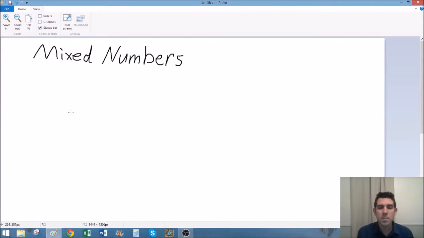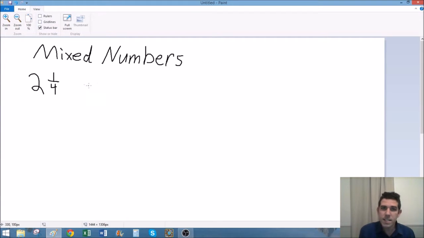Today we will talk about mixed numbers. So mixed numbers is just fractions that have a whole number and a fraction. So 2 and 1/4 would be a mixed number. Mixed number meaning that it has a whole number and a fraction together.